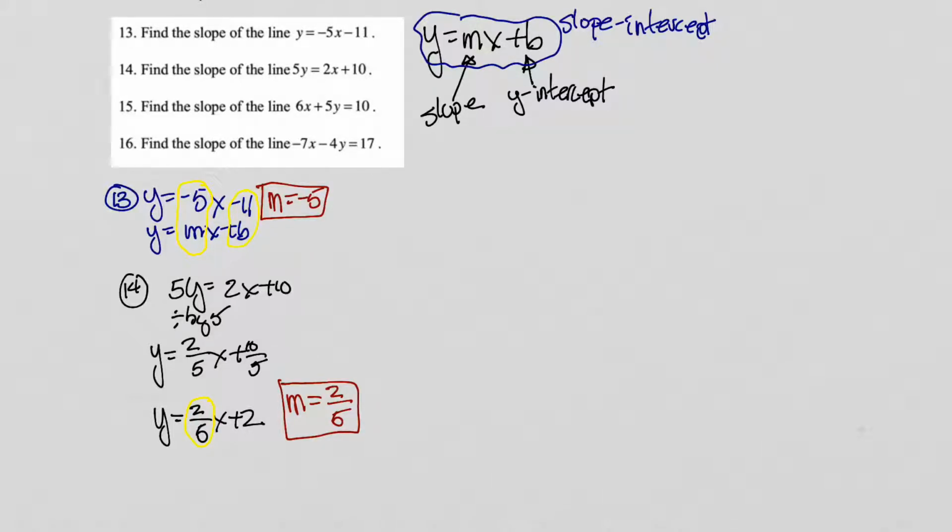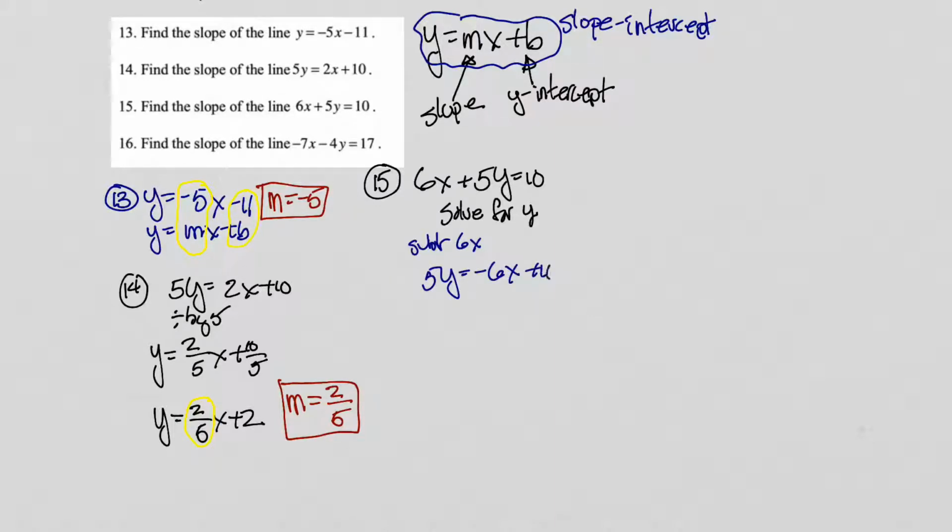In number 15, we're going to have to do a little bit of work here. In 15, we've got this line, 6x plus 5y equals 10. So we still have to get this in the right form, and we can do that if we solve for y. So let's get y isolated here on the left side. Let's subtract that 6x. So the plan here will be to subtract that 6x. And if we do that, we will get 5y equals negative 6x plus 10.